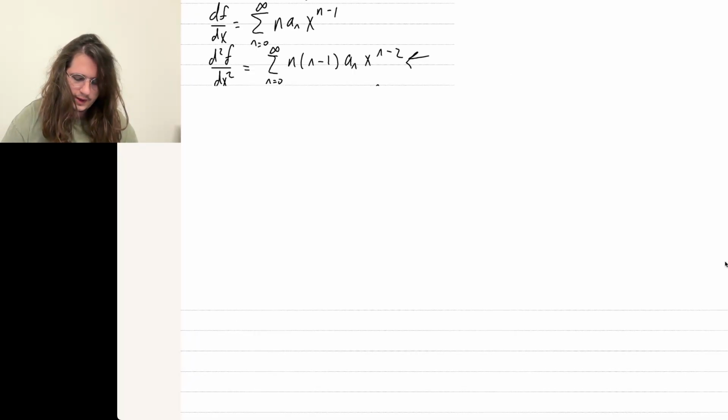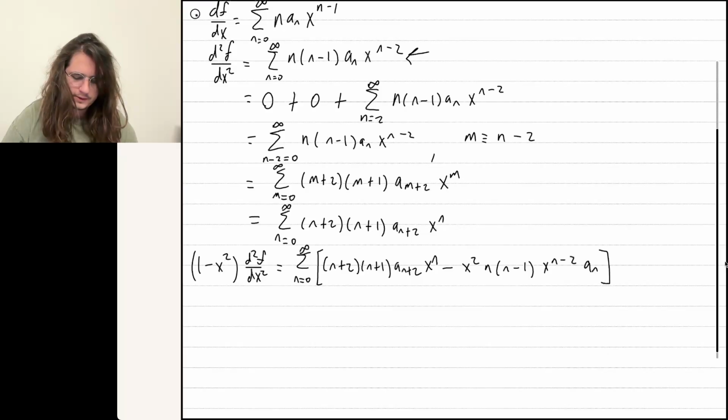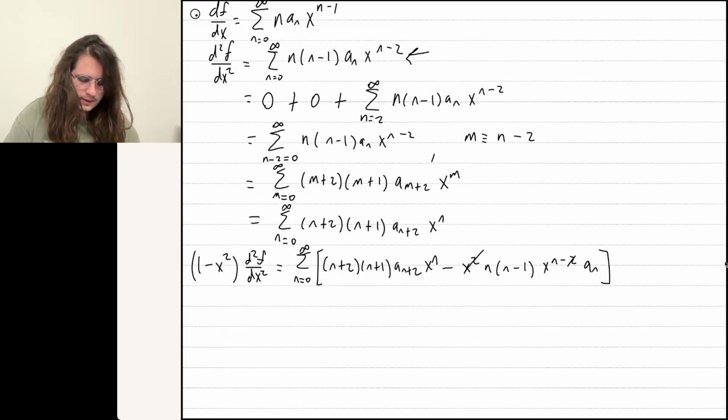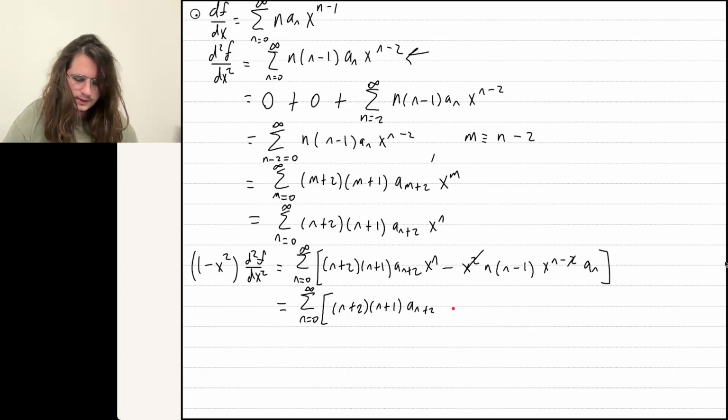So now the x squared is going to cancel out the minus 2 in the exponent. So we actually have something that only depends on x to the n, which is why we did this whole rigmarole in the first place.